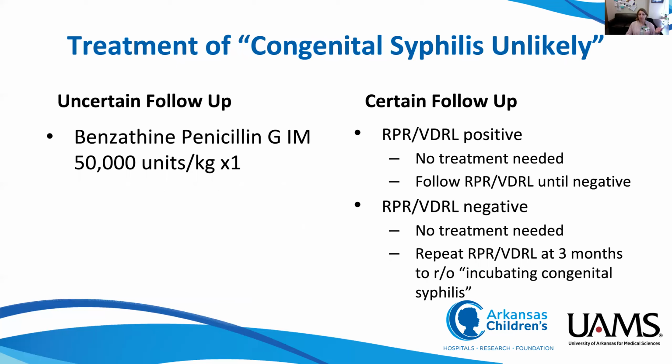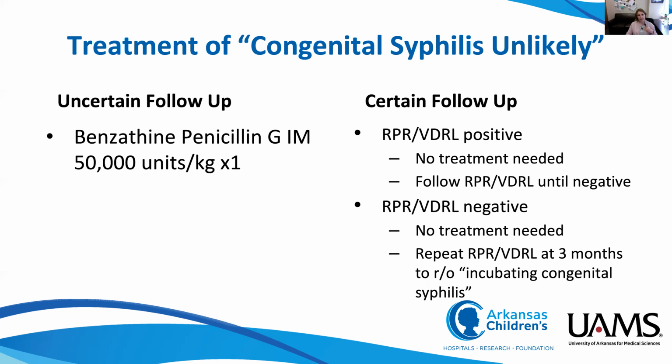And for that one, if you have uncertain follow-up, you just give them a one-time dose of benzathine penicillin, or you just have no treatment necessary. You just keep following them until their RPR or VDRL is negative. If they have a negative RPR or VDRL, sometimes the Red Book says you don't have to treat them, but you might just keep checking to make sure that it wasn't a late stage infection late in pregnancy.